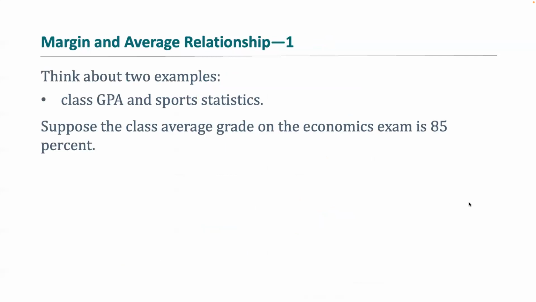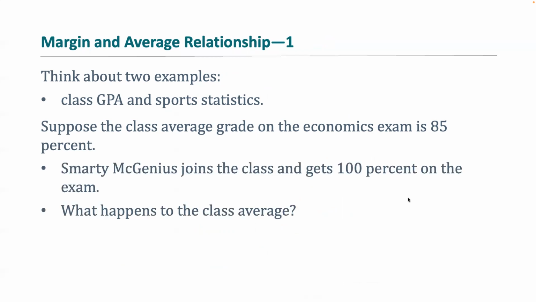So let's think about two examples. We have class GPA and sports statistics. So we're supposing the class average grade on the economics exam is 85%. Smarty McGenius, very aptly named, joins the class and gets 100% on the exam. What is going to happen to our class average? Do we think that it's going to go up or down? And the answer is it's going to go up, right? That 100 is going to bring our overall average up.